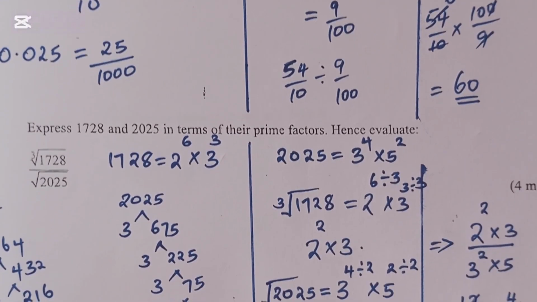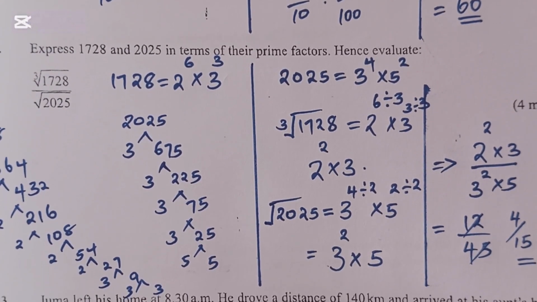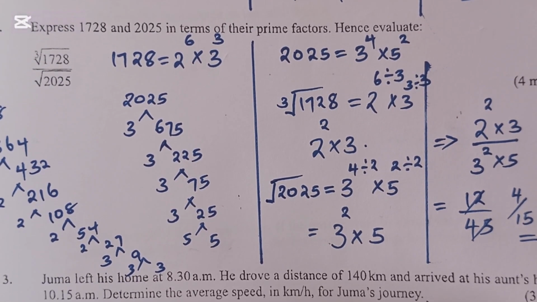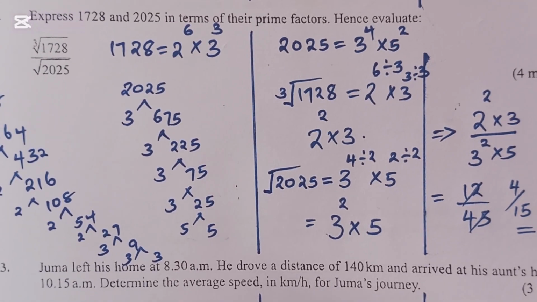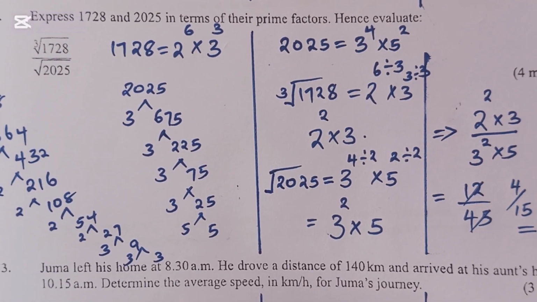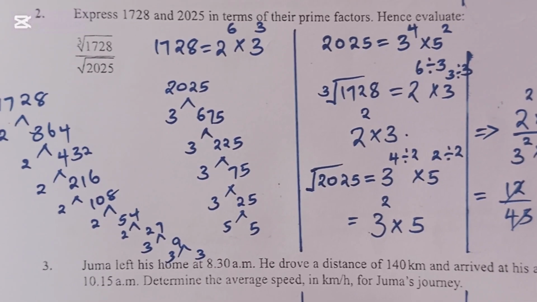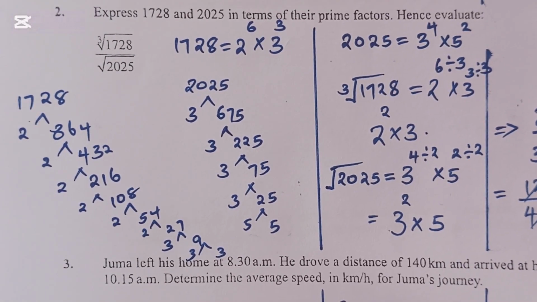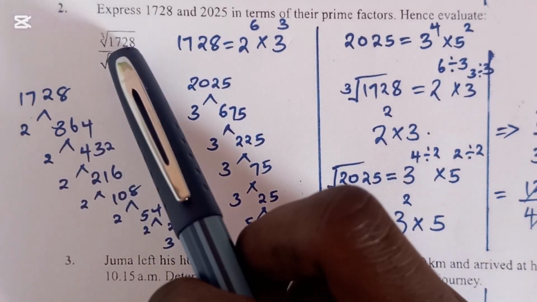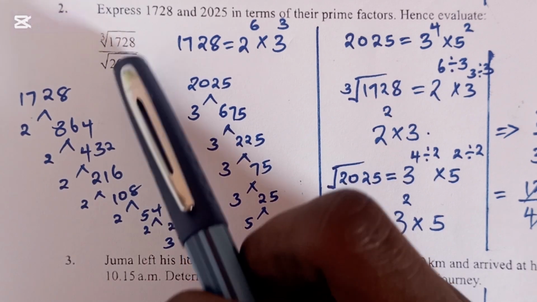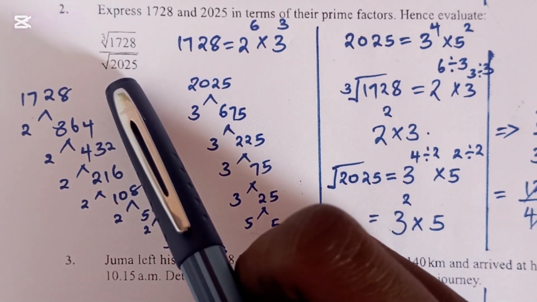Question 2. We are to express 1728 and 2025 in terms of their prime factors, and hence evaluate the cube root of 1728 divided by the square root of 2025. So the cube root of 1728 divided by the square root of 2025.